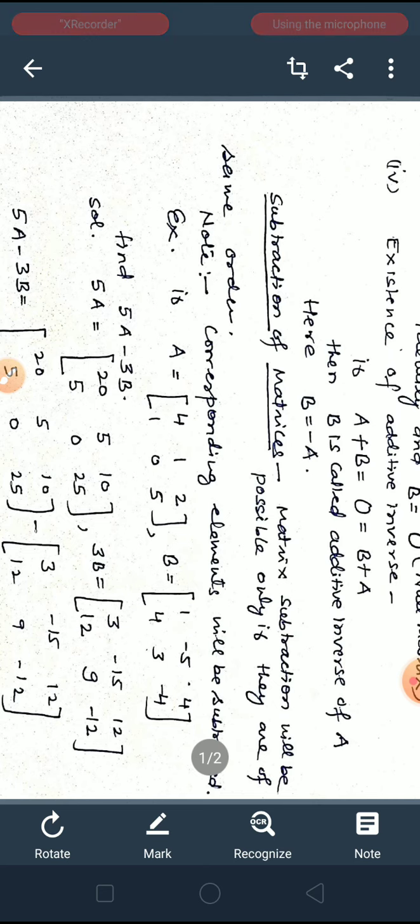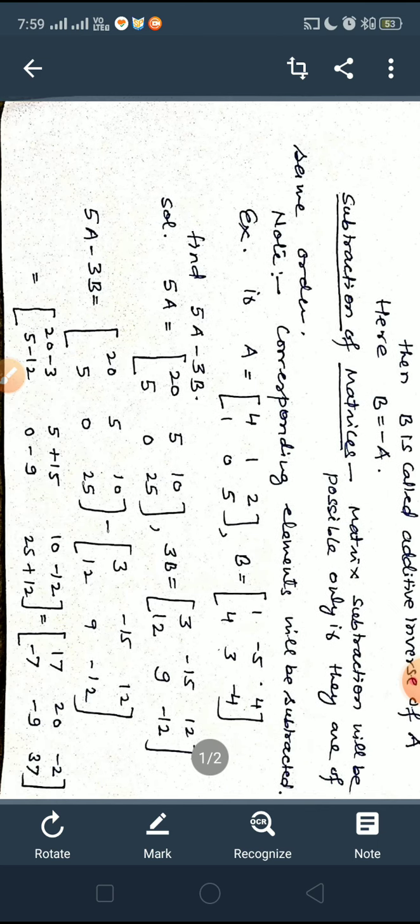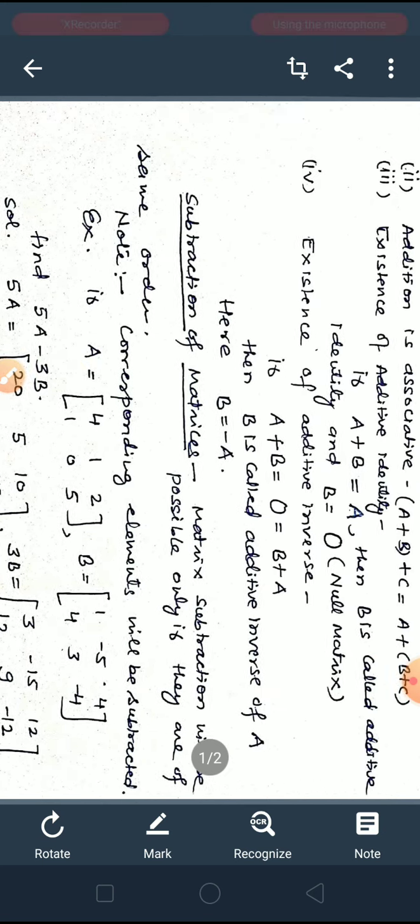Note, corresponding elements will be subtracted. This also happens with addition of matrices. So I think there is no difference between addition of matrices and subtraction of matrices. Simply, there is a matrix A and B, and we have to find 5a minus 3b. First multiply a by 5 and b by 3. After that subtract them. In this way you can get 5a minus 3b.